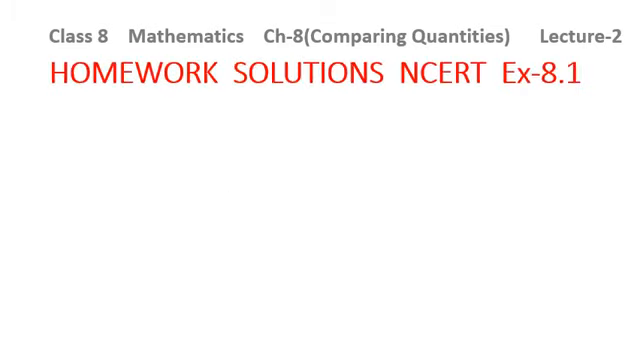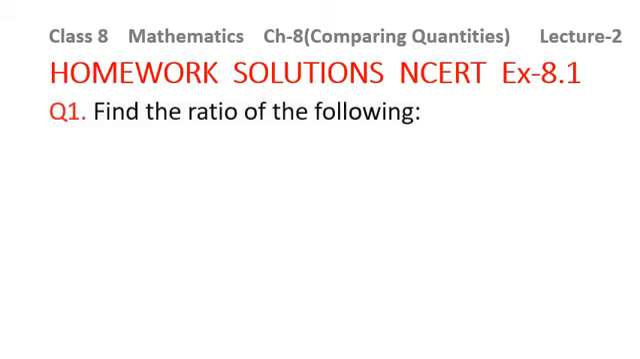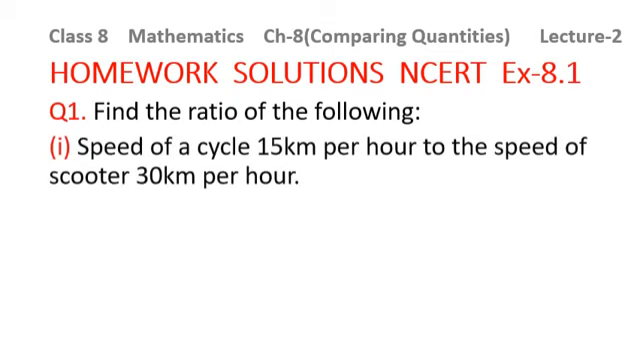Now coming to homework solutions of NCERT exercise 8.1. First question was, find the ratio of the following. We are supposed to find the ratio of the given parts. First part is speed of the cycle 15 km per hour to the speed of the scooter 30 km per hour. First of all, before taking the ratio, as we have discussed in the previous lecture, the units must be the same. Speed of cycle is given in kilometer per hour, and speed of the scooter is also given in kilometer per hour. So both the units are the same.